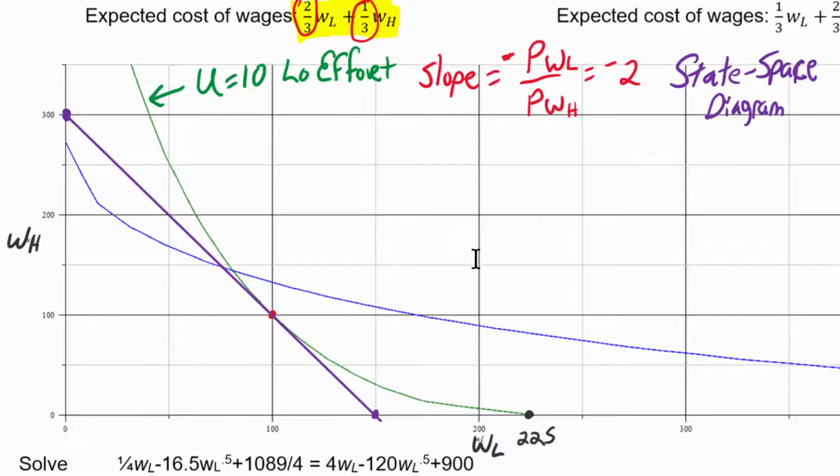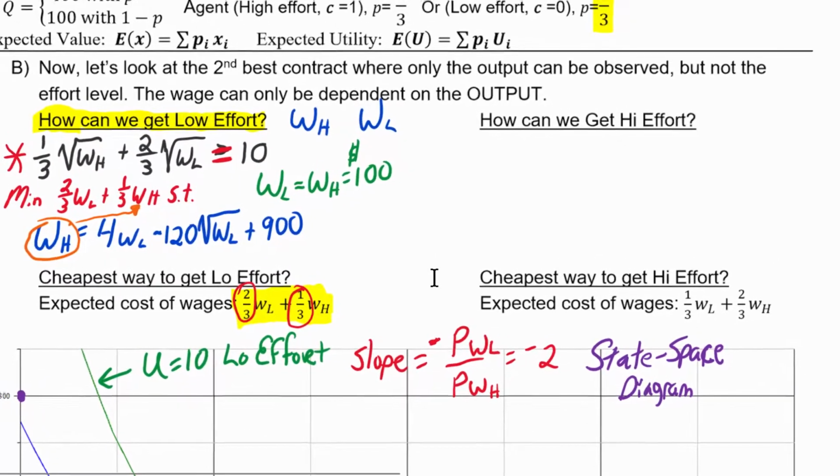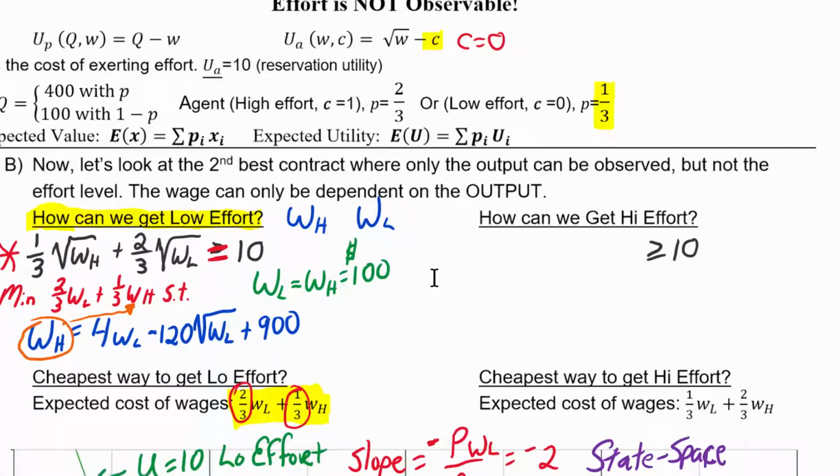Cool. Now let's see what changes if we want to get this person to exert some high effort here. What is the set of contracts? What are the set of wages we could offer to give this person at least 10 happiness in the situation when they're providing high effort? Well, here, because they're providing high effort, C is equal to 1, so we can't ignore that.